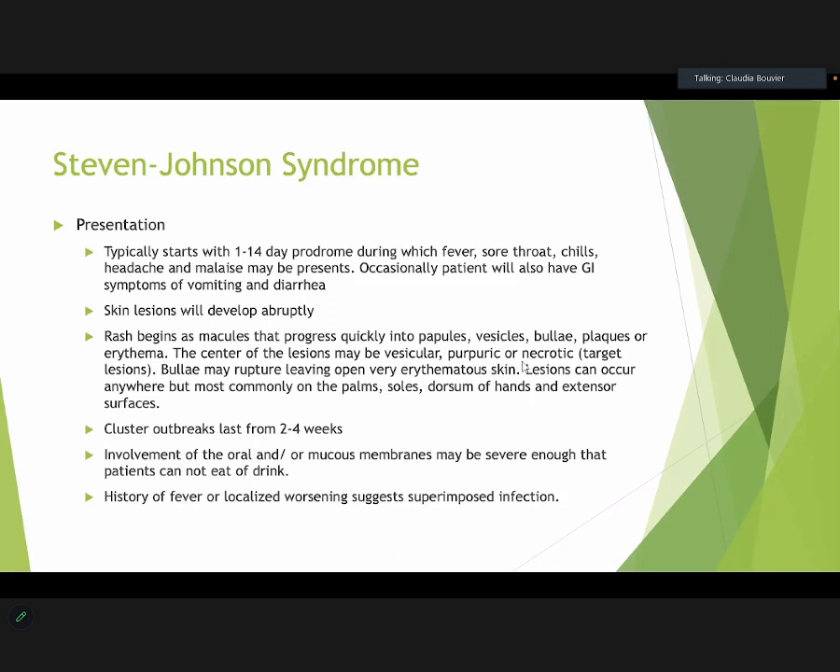Once you've developed rashes, they'll usually last for 2 to 4 weeks, and they can progress over that period of time. And like I said, if you're unable to identify or eliminate the cause of the Stevens-Johnson syndrome, they can last for longer.